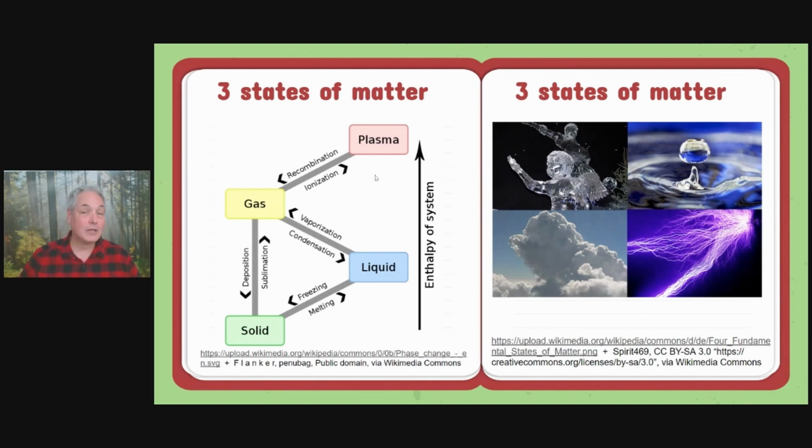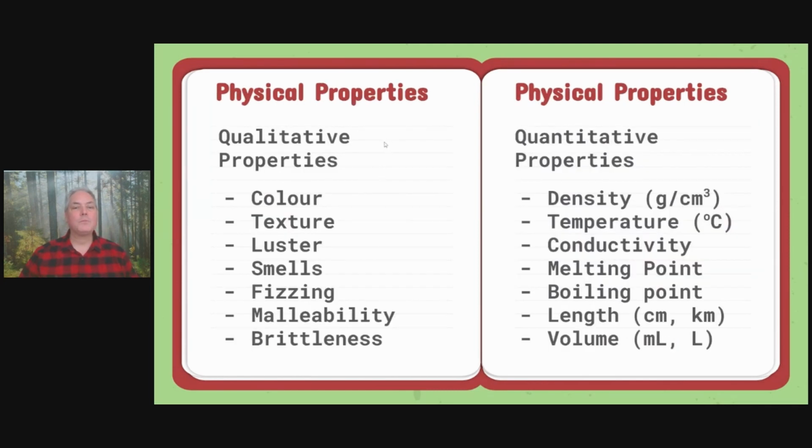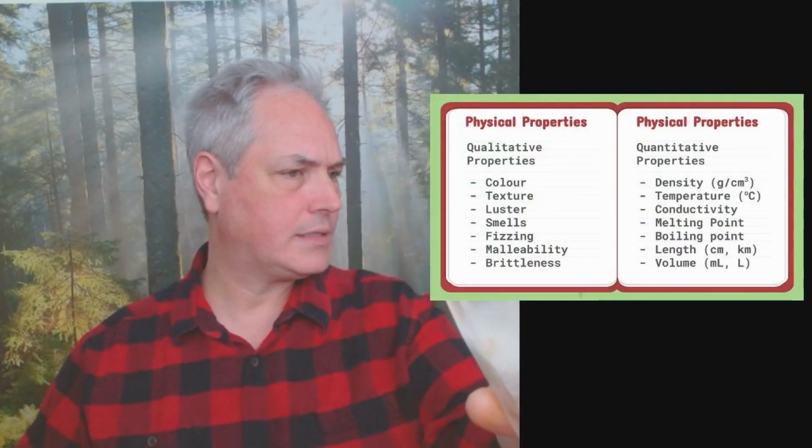Perfect. The next part I want to talk about is physical properties. Physical properties, there are two kinds. The first one is the physical properties that we can see or observe with our five senses. So first of all, we have colors. So let's see if we can use some of these. So here I have, let's see, there we go.